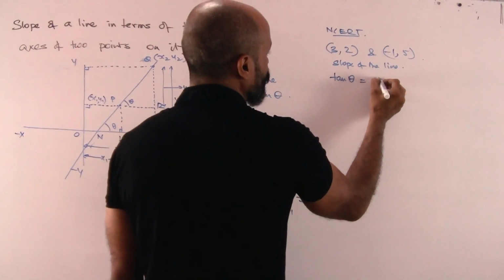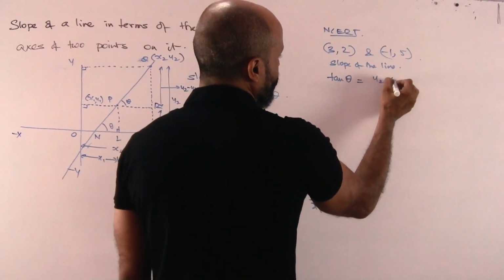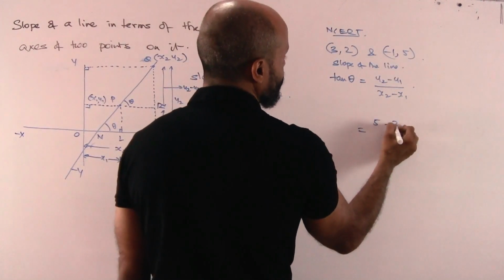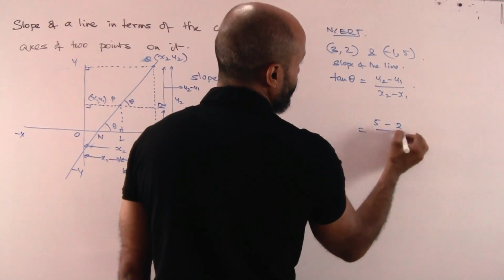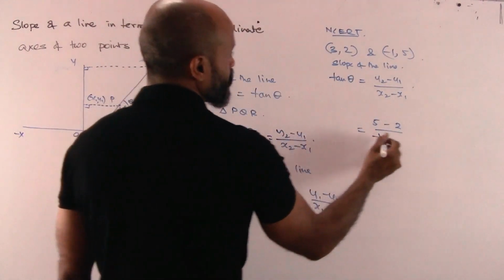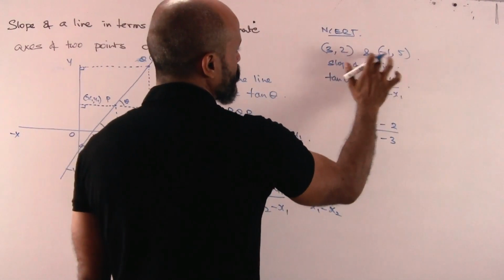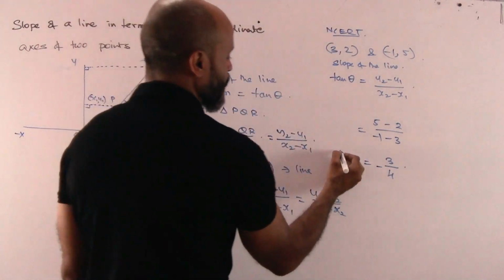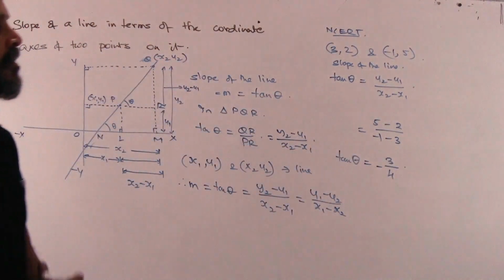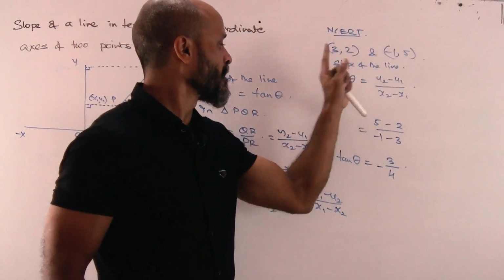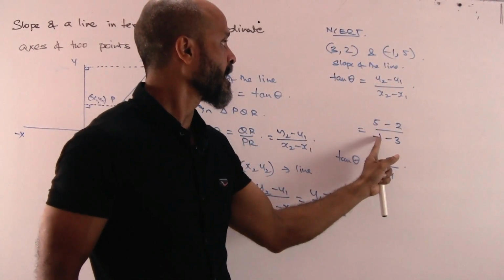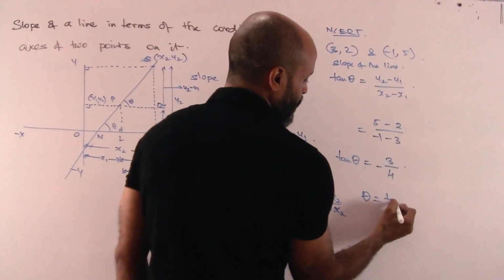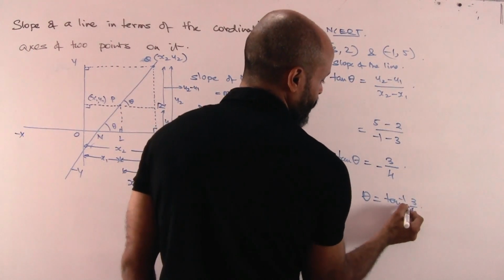So tan theta, the slope of the line, will be equal to y2 minus y1 upon x2 minus x1. So this will be y2, that is 5 minus 2, and x2 minus x1, that is minus 1 minus 3. So 5 minus 2 upon minus 1 minus 3. So this will be 3 by minus 4. So tan theta, okay, y2 minus y1, x2 minus x1, 5 minus 2, and we have minus 1 minus 3. So this will be minus 3 by 4. So theta will be tan inverse of minus 3 by 4.